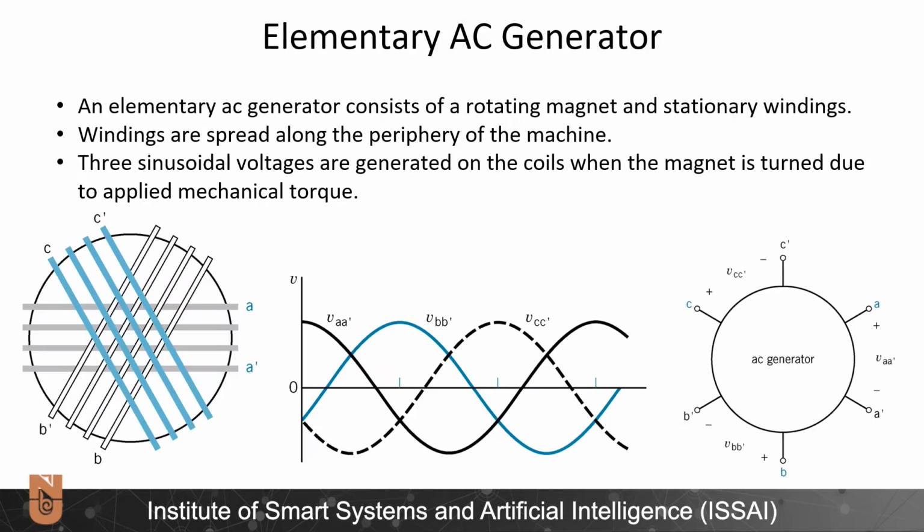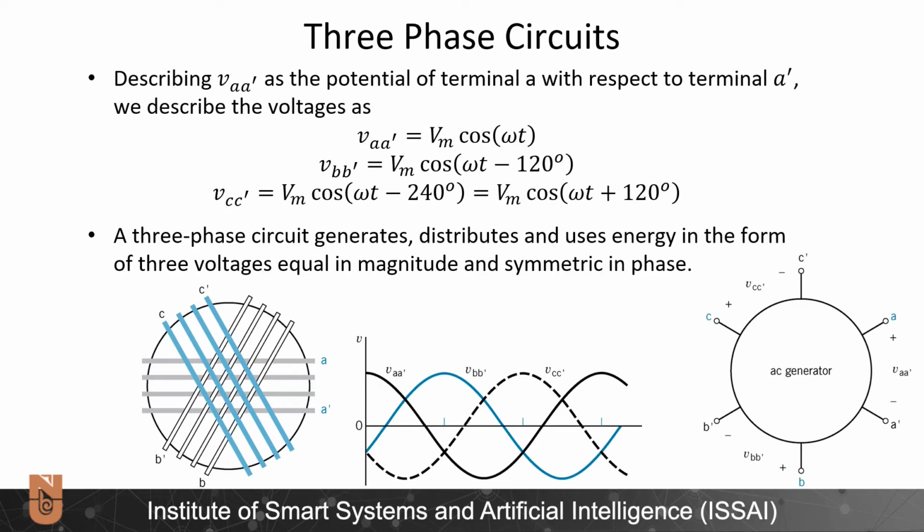An elementary AC generator consists of a rotating magnet and stationary windings A, B, and C, which are on the periphery of the machine. Three sinusoidal voltages VAA', VBB', and VCC' are generated on the coils when the magnet is turned with a mechanical torque. That mechanical torque might be due to water in a hydroelectric power station. Let's assume that VAA' is the potential difference between the terminal A and terminal A prime.